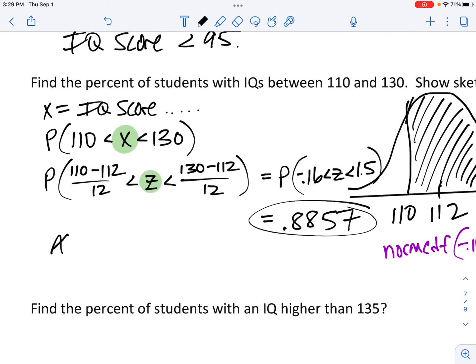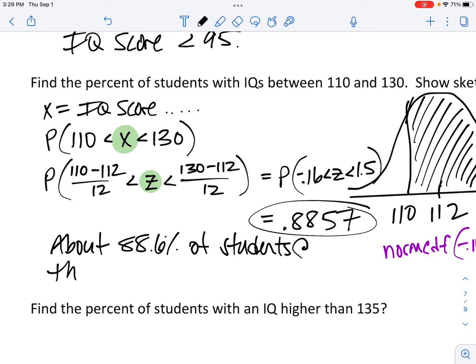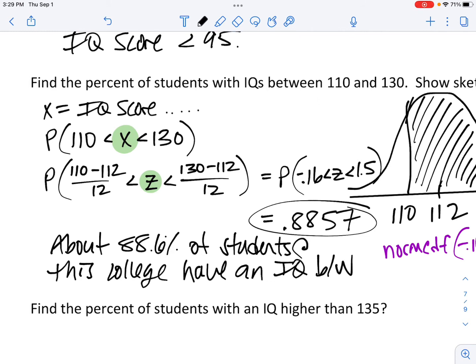So we have about 88.6% of students at this college, recopy the question, have an IQ greater than, or no, in between 110 and 130.